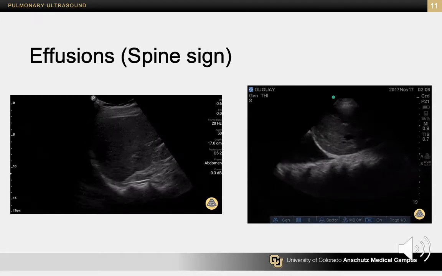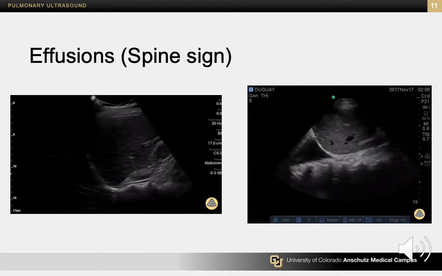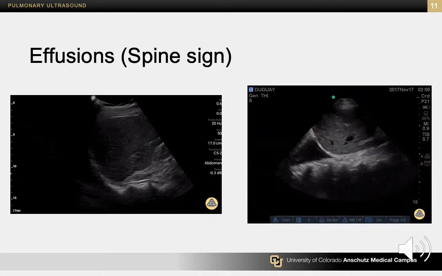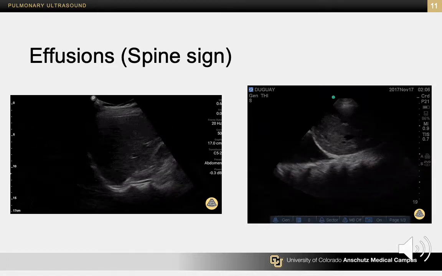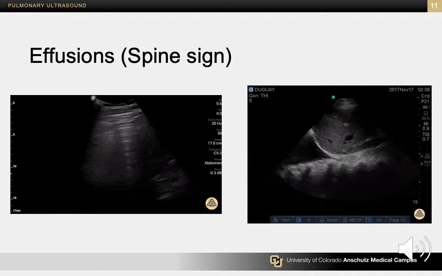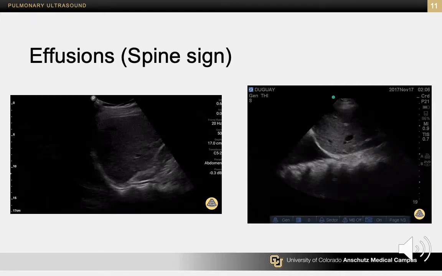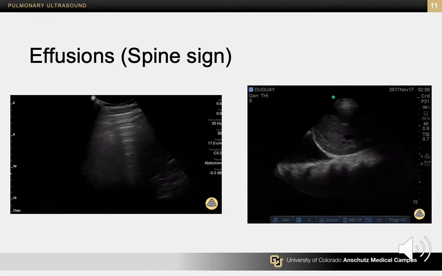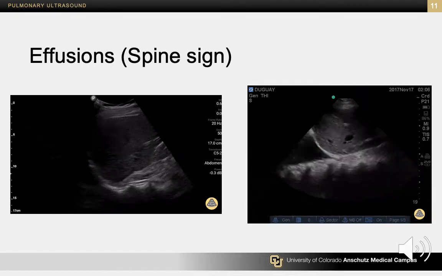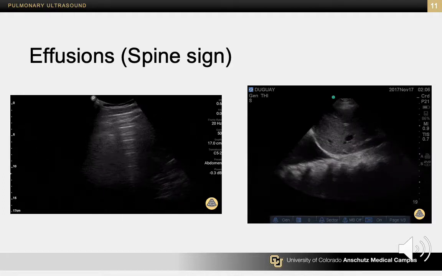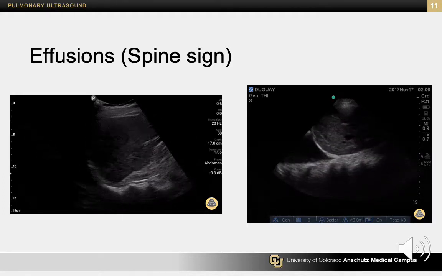And this one I feel like is a little bit more intuitive than the mirror sign. Even with a pleural effusion, you can still have tissue or fluid on the left side of the diaphragm that looks really similar to the liver, but the spine sign is definitely a little bit easier to recognize.